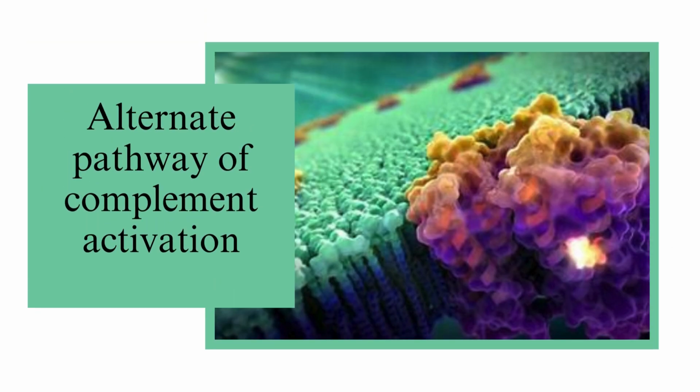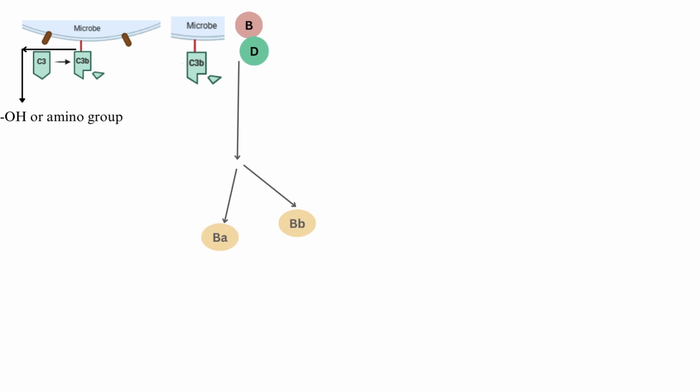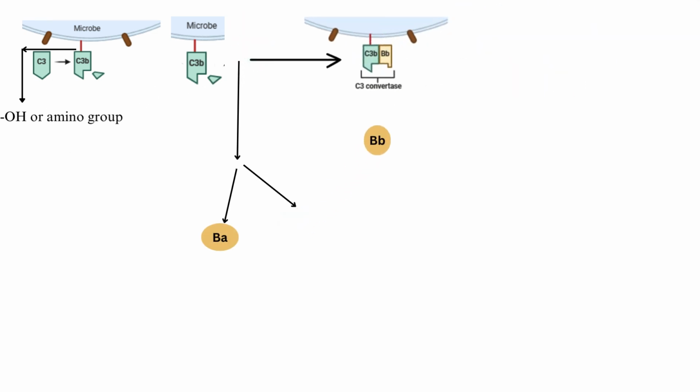Alternative pathway. The alternative pathway of complement activation functions independently of antibodies or lectins. It begins with the spontaneous hydrolysis of complement protein C3 into C3b. C3b binds to hydroxyl or amino groups on the microbial surface, marking it for further activation. Factor B then binds to C3b and is cleaved by factor D into Bb, forming the C3b-Bb complex, which is the C3 convertase of the alternative pathway.